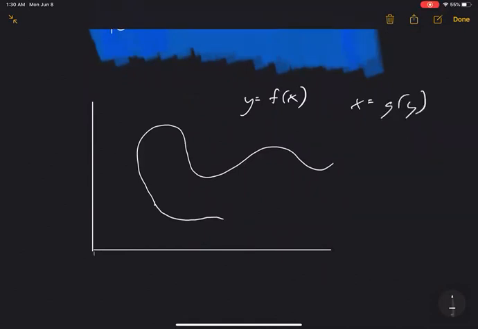Okay. In both cases, there are certain rules that the curves have to follow, right? So for y equals a function of x, the curve has to pass something called the vertical line test to be a function, right? So this curve, for example, doesn't pass the vertical line test. This is not a function of x. So y is not a function of x for this curve, okay?